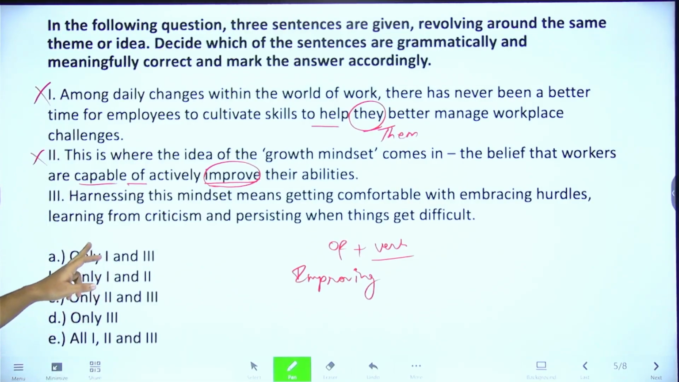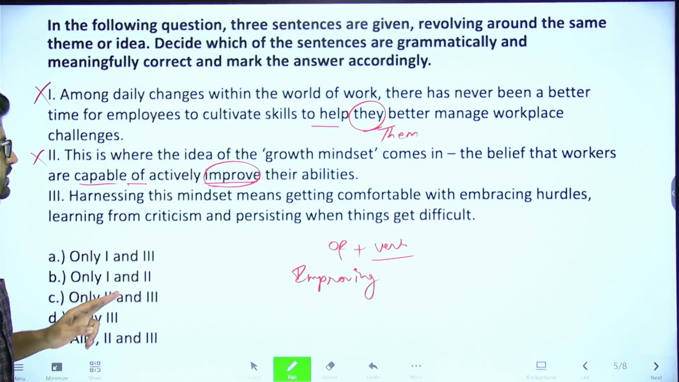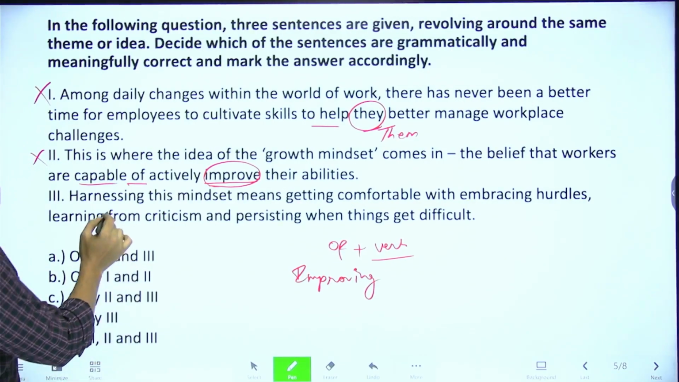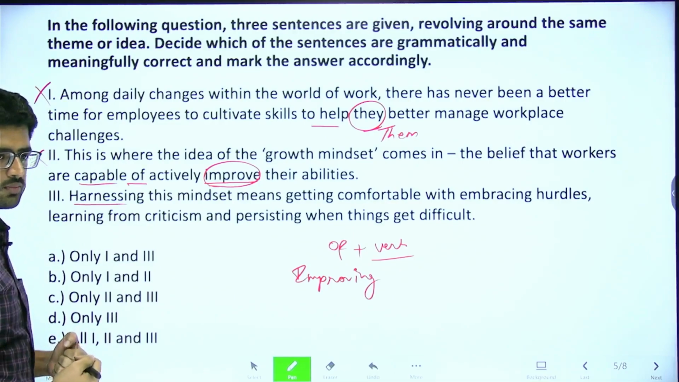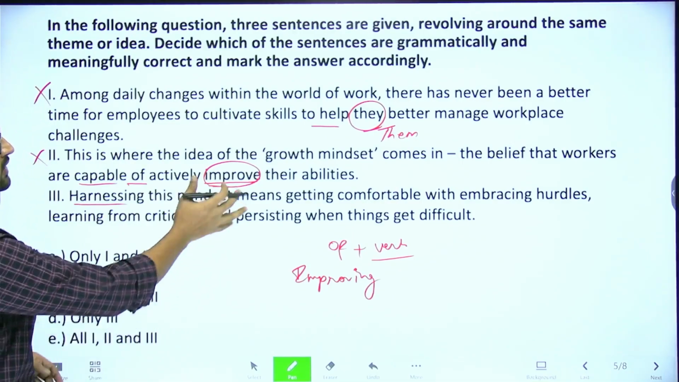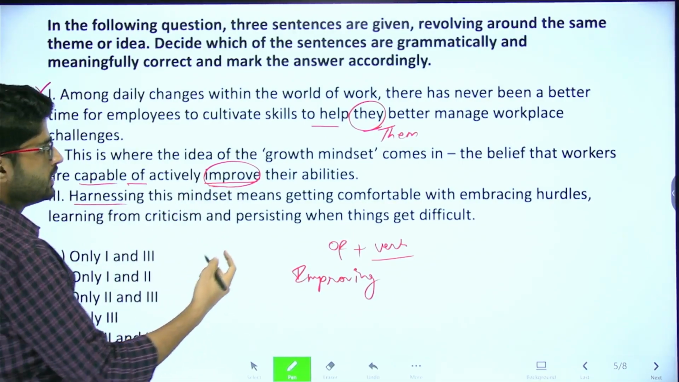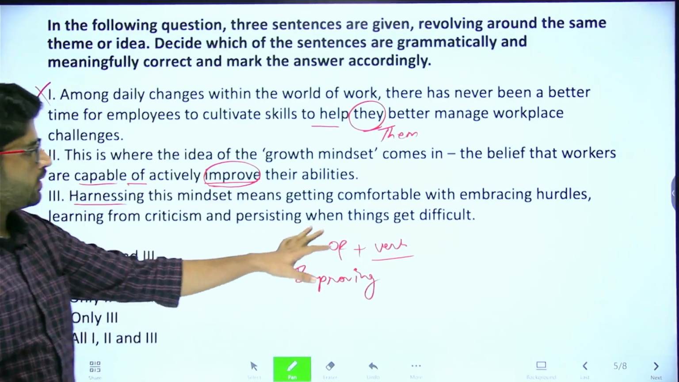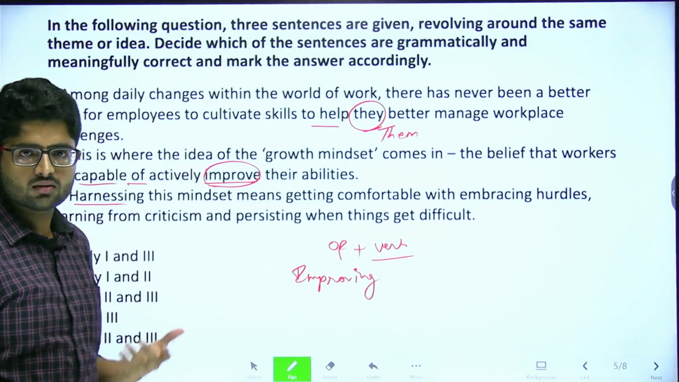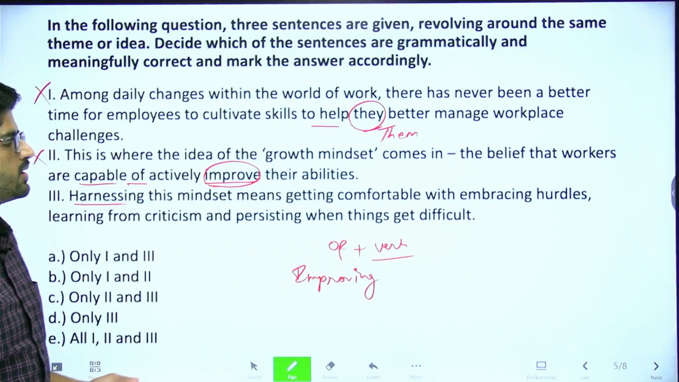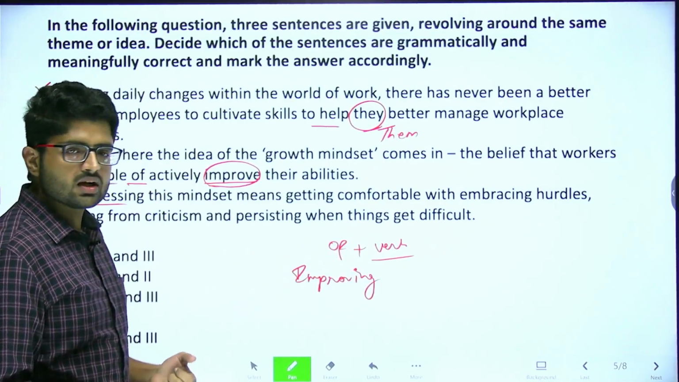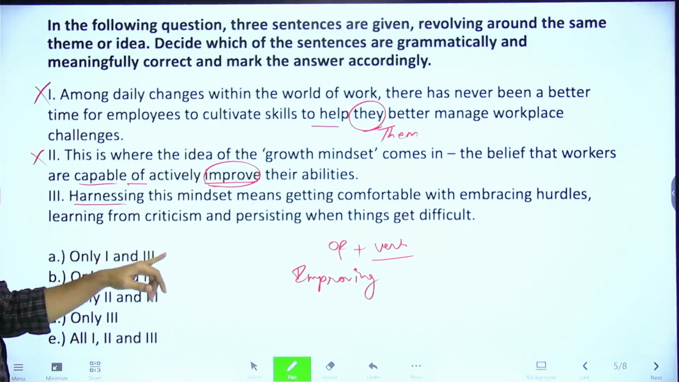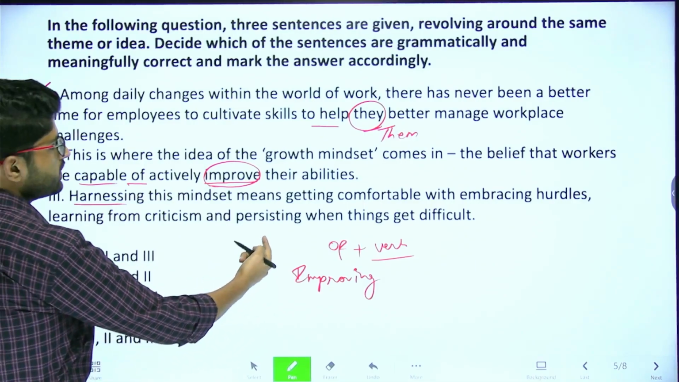The third sentence says harnessing this mindset means getting comfortable with embracing hurdles. Harnessing means making the use of something. So harnessing this mindset, इस mindset को हम कैसे use कर सकते हैं? It means getting comfortable with embracing hurdles. आदत हो जाना, कंफर्टेबल हो जाना किसमें? Embracing hurdles. Embracing means accepting hurdles. Hurdles are the problems, तो accepting the problems, learning from criticism and persisting when things get difficult.